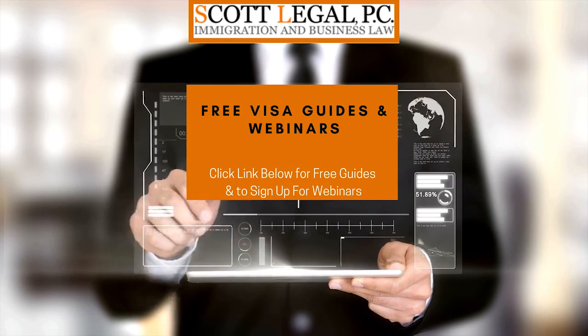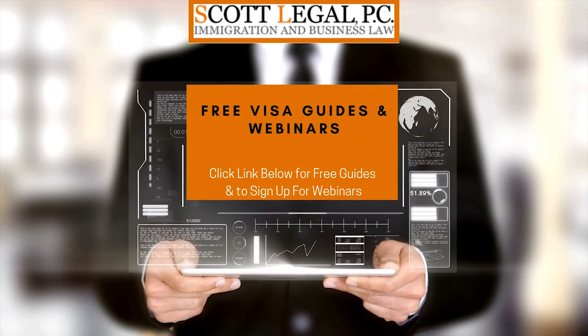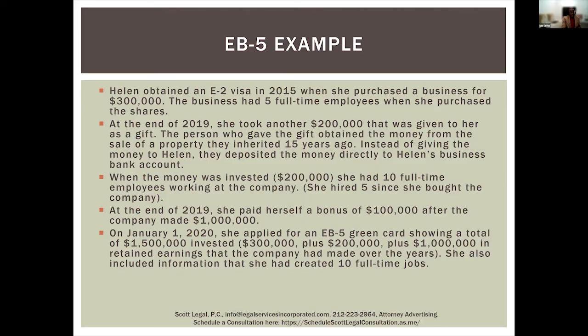Now, the other thing to keep in mind is the business had 5 employees when she purchased it. So those 5 employees don't count towards the 10. She'll have time after she invests the 500,000 and gets the I-526 approved to create those jobs, but those 5 initial don't get included at all.